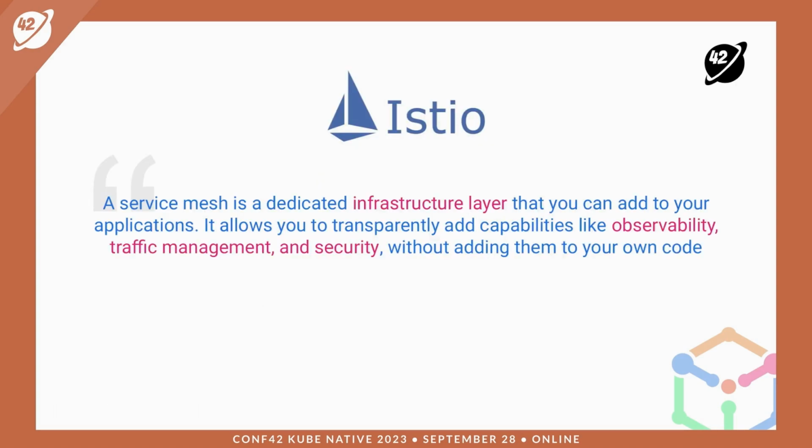So in Istio documentation, you can find that a service mesh is a dedicated infrastructure layer that helps you add capabilities like observability, traffic management, and security without adding them to your code. So for someone who is not aware of service mesh, it's basically a layer. It's kind of like a pluggable layer which you add while you're deploying your workload so that you get observability, traffic management, and security out of the box.